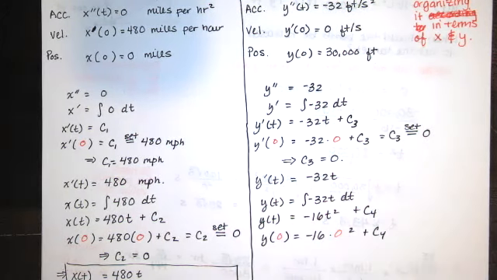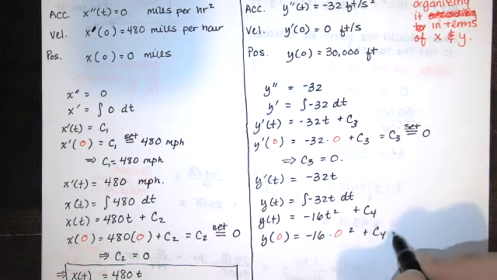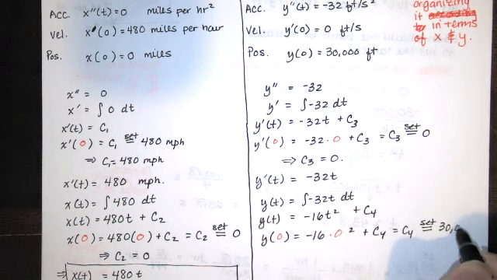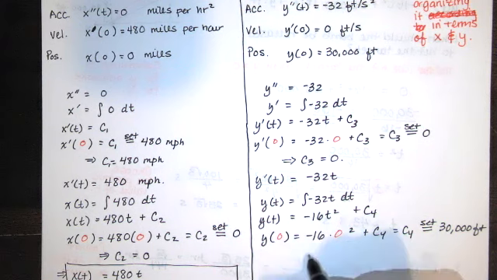Now we know that initially our y position was 30,000 feet. So this simplifies to c4. I'm going to set that equal to 30,000 feet and solve for c4. Well, that's a simple equation. c4 must be 30,000 feet.